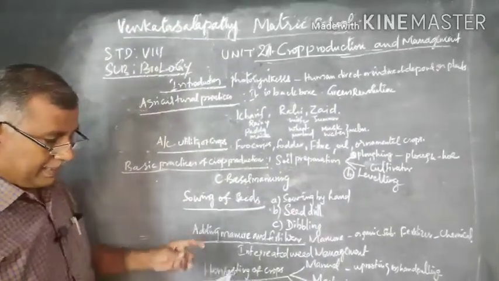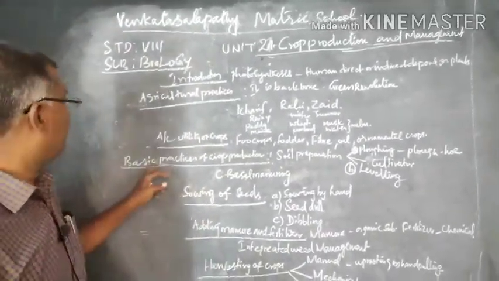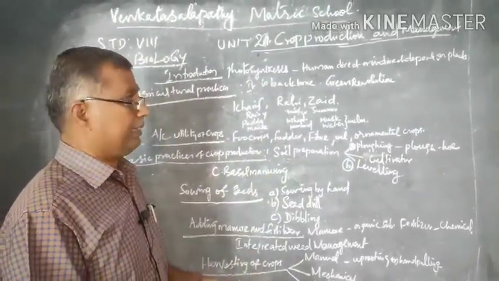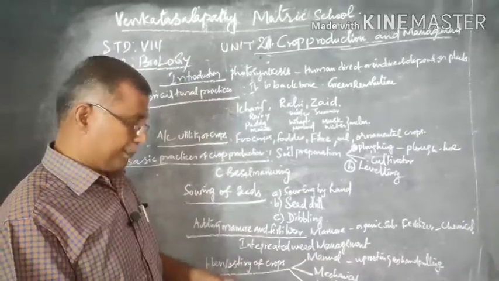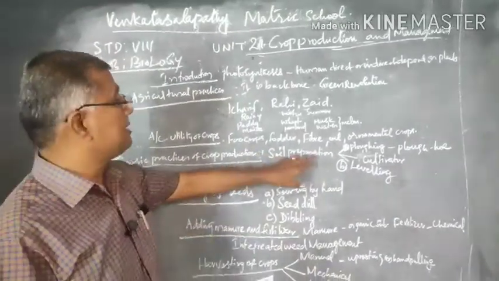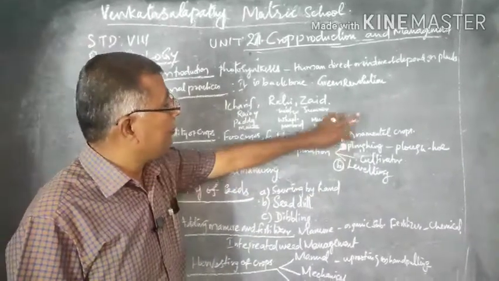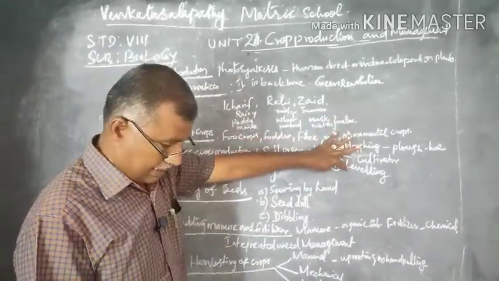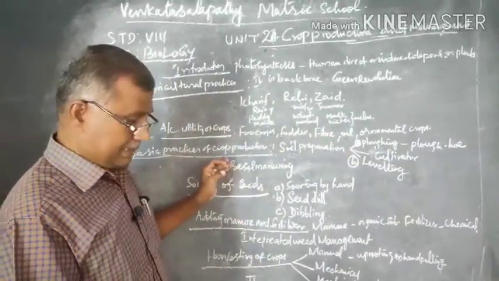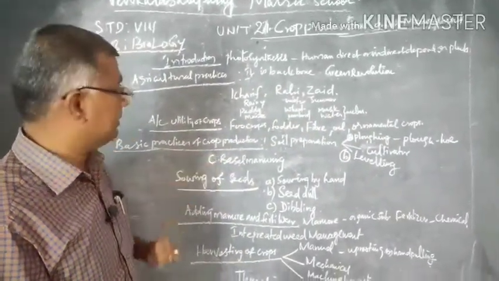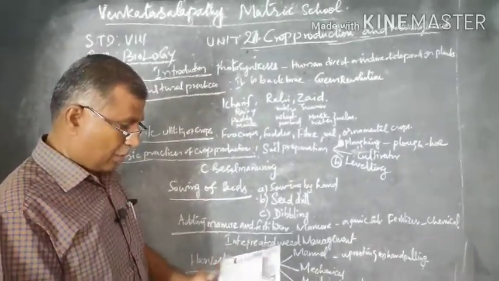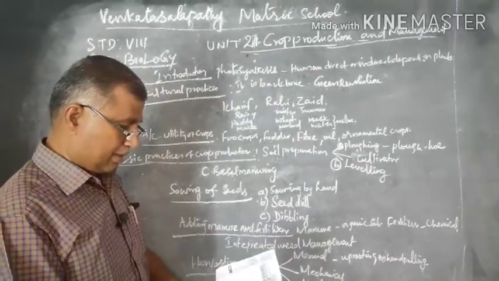Then what are the basic practices of crop production? The first one is soil preparation. How do we prepare the soil for planting? Understand? Different activities in crop production are ploughing, leveling, sowing, applying fertilizer, harvest and seed storage. All these activities collectively have an effect on the yield of crops. How do we prepare the soil?